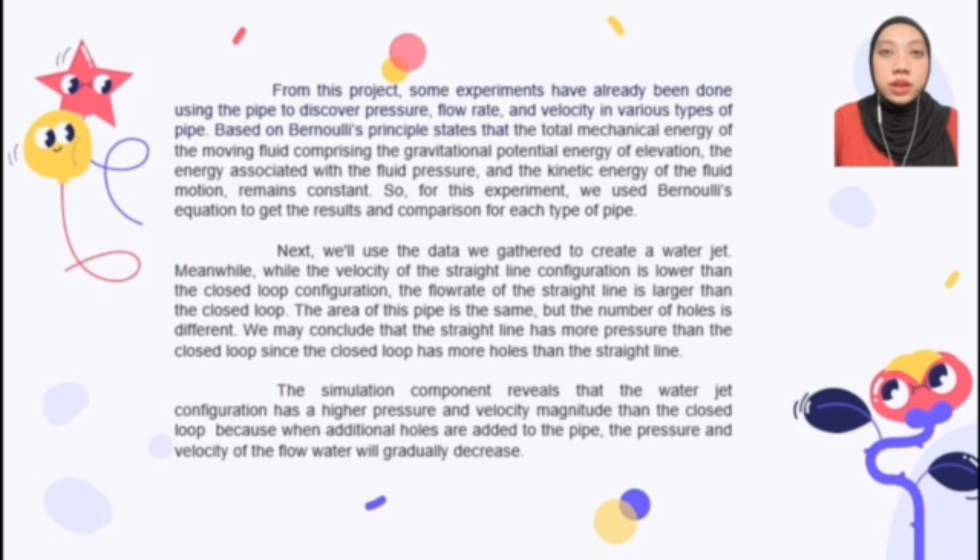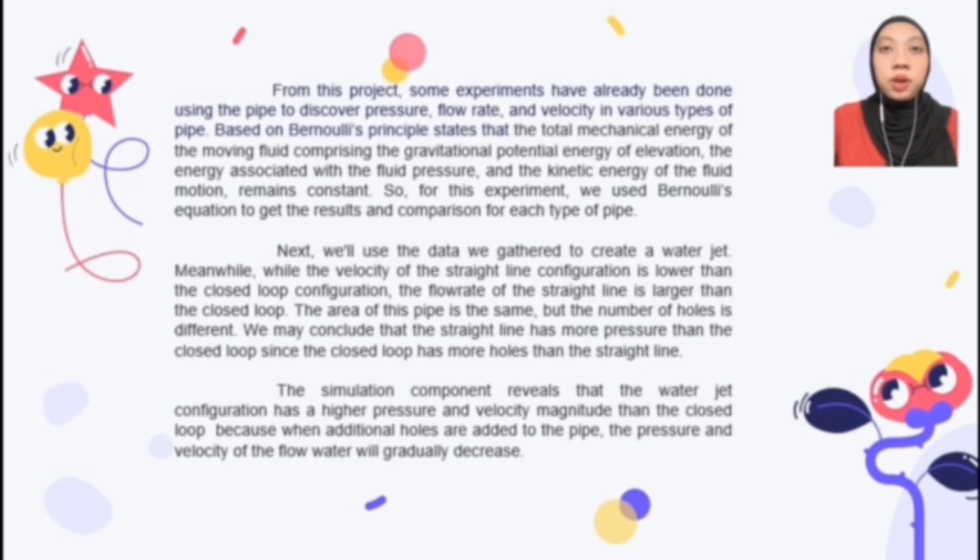Next, we'll use the data we gathered to create a water jet. Meanwhile, while the velocity of the straight line configuration is lower than the closed loop configuration, the flow rate of the straight line is larger than the closed loop. The area of this pipe is the same, but the number of holes is different. We may conclude that the straight line has more pressure than the closed loop since the closed loop has more holes than the straight line.